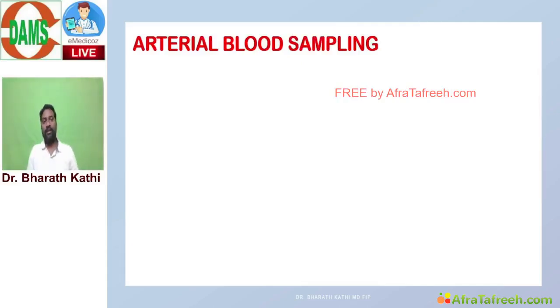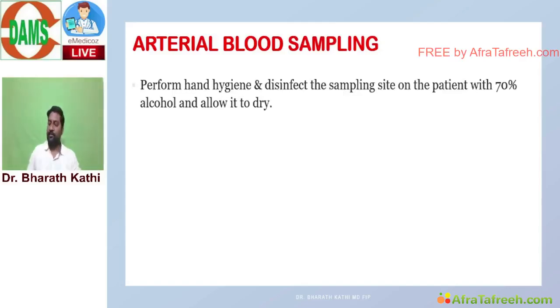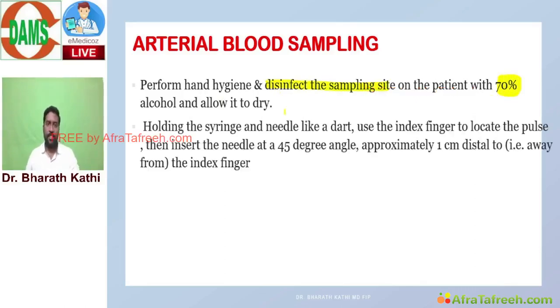Then coming to arterial blood sampling. Now this patient has a positive modified Allen's test. Now I want to puncture his radial artery. First thing, perform hand hygiene and disinfect the sampling site with the help of 70% alcohol and allow it to dry. Then you should hold the syringe and needle like a pen or a dart, and use the index finger to locate the pulse, and this is very important. So with how much angle you have to insert the needle?